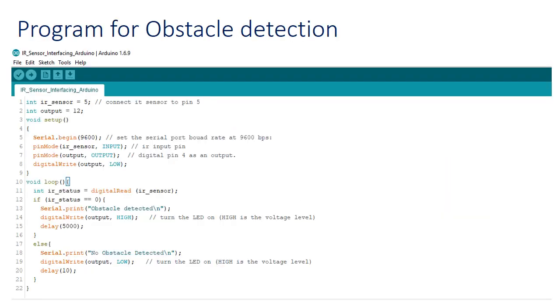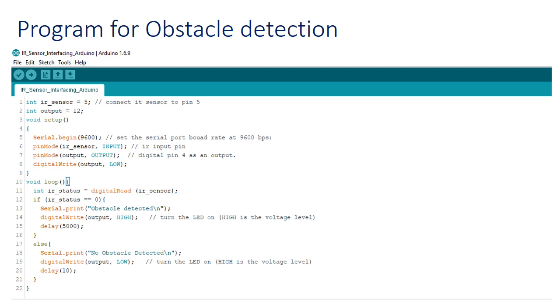Now we will see how to write a program for obstacle detection. Here first we have set pin number 5 for connecting the output of the IR sensor to pin number 5 of the Arduino, and here we can connect an output device to pin number 12.